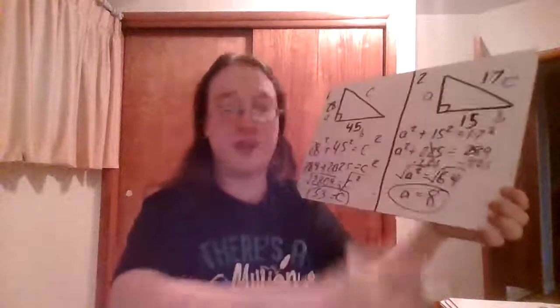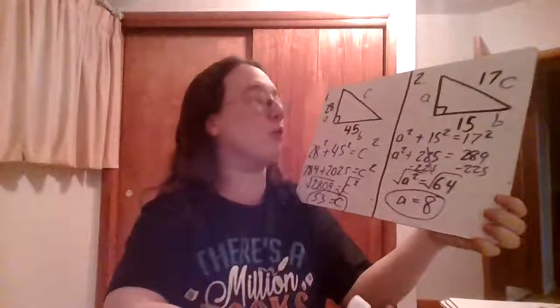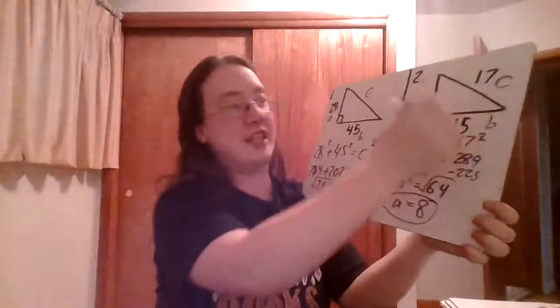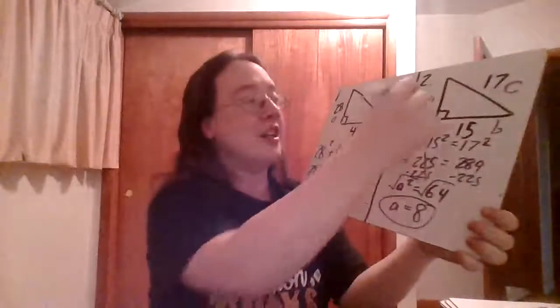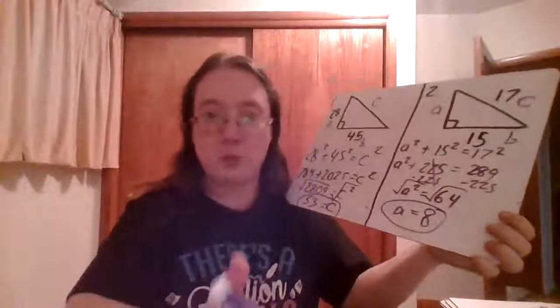And again, that's a reasonable thing to get. We're in the same general ballpark as 17 and 15, and yeah, that's your shortest side. Definitely shorter than your hypotenuse, so we're good. We're in the right ballpark.